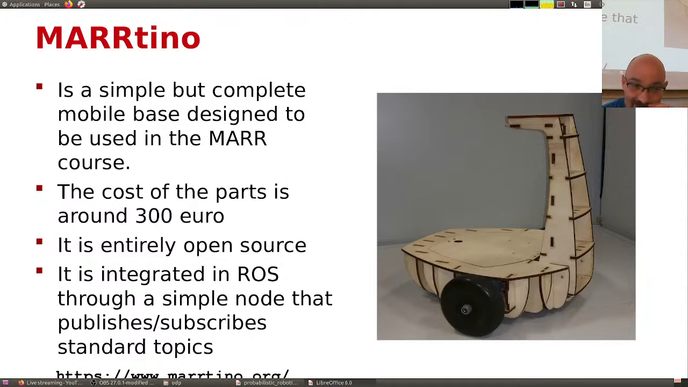And if you want to build it, there is a design called Martino, if you want to build your own robot. Originally, in the first revisions, the parts cost $300, but I think that now with $150 one can build it, but you need to like it. That's it.